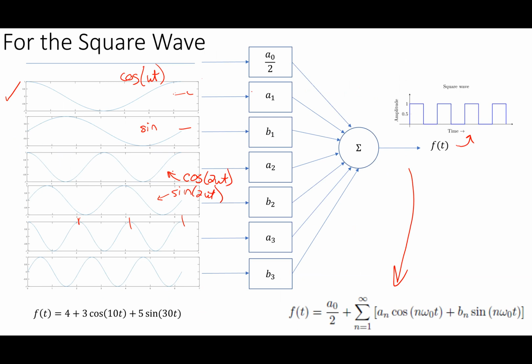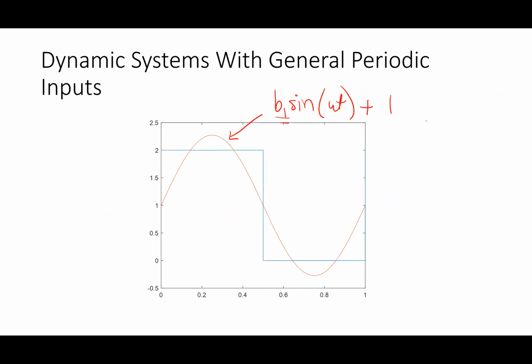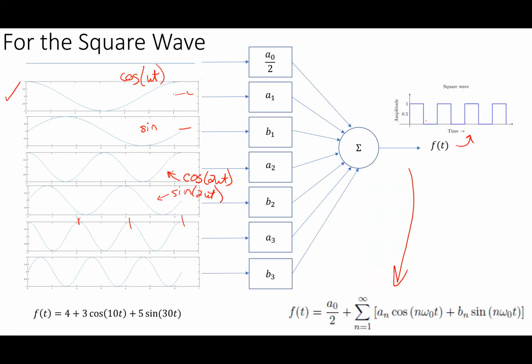how much cosine did I add in there to create this square wave? So here, how much cosine did I add in? Did I add any cosine in? No. So that means this A1 value is 0. So I don't add any of this.